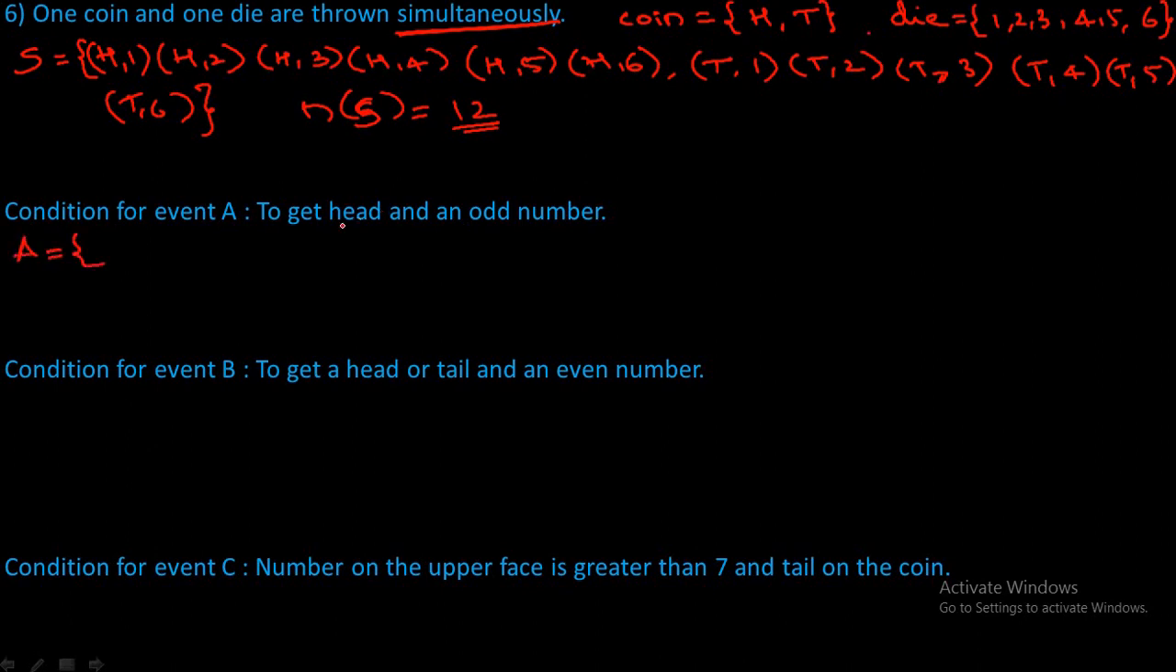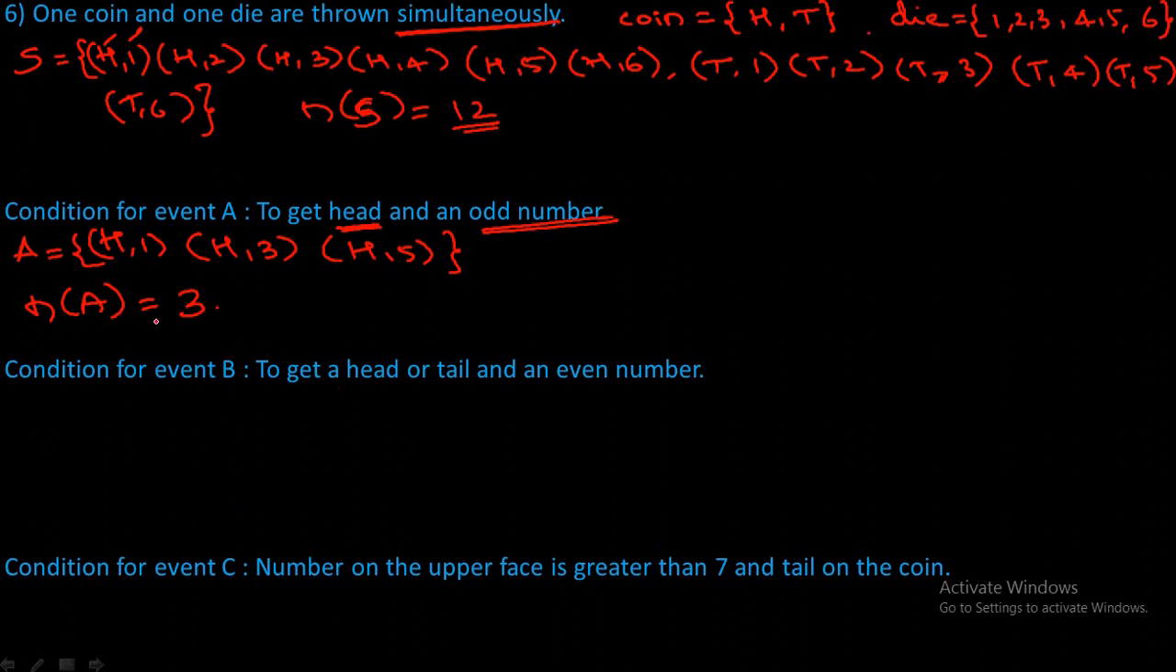The condition we should apply for event A is to get a head and an odd number. So head and odd number: head and one may come. Next, head and two, but they asked for an odd number and two is even, so leave it. Head and three will come. Head and four is even, leave it, so head and five. So these are the outcomes: head and an odd number. So n(A) is equal to how much? n(A) = 1, 2, 3. So 3 is the number.